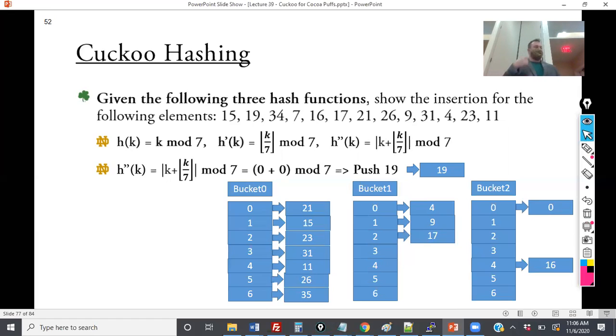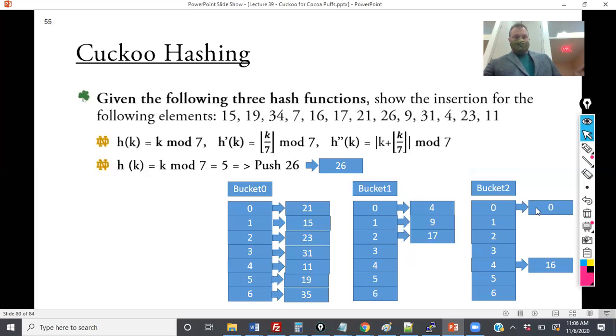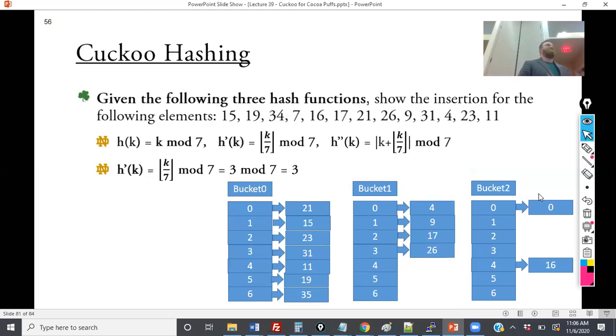Absolutely right. So we're going to go through the process again. So we're going to do 19 mod 7, which is going to give us 5. Now the crucial thing is it's going to bump out a different bucket than we did before. So we're going to bump out 26. So we start again with 19. So now we bump out 26. And so 26 divided by 7 is 3. And 3 mod 7 is 3. So now we find another spot for it.